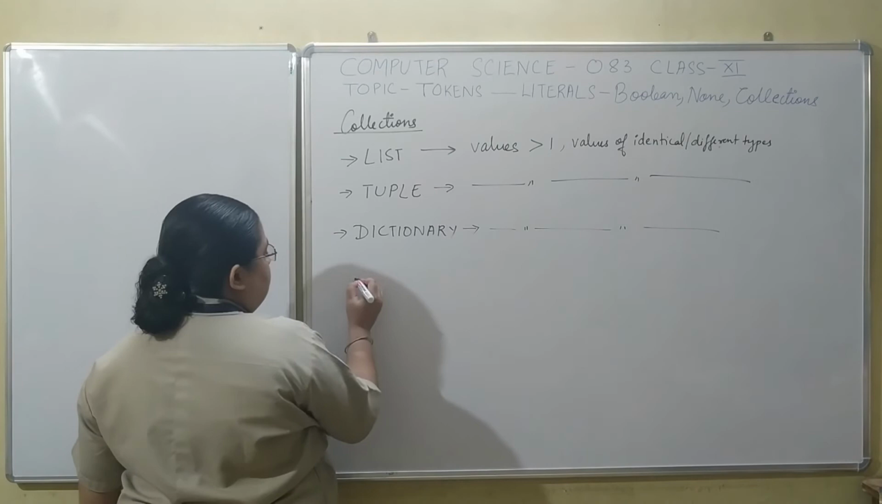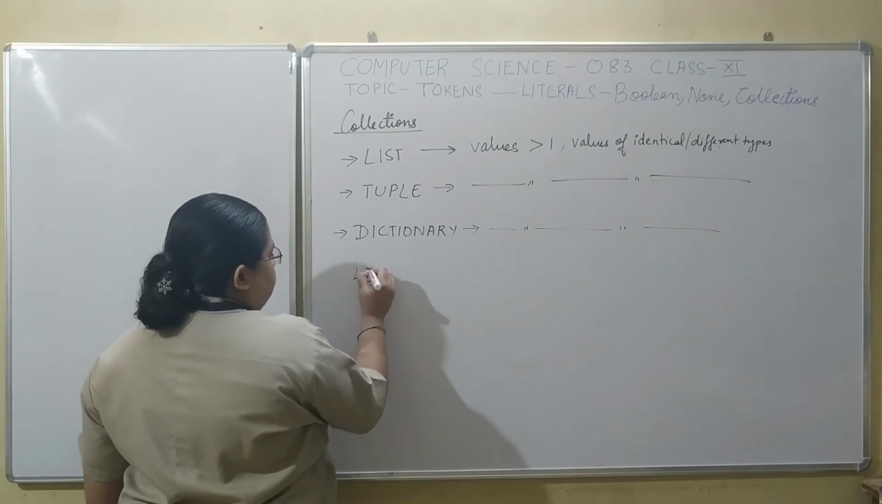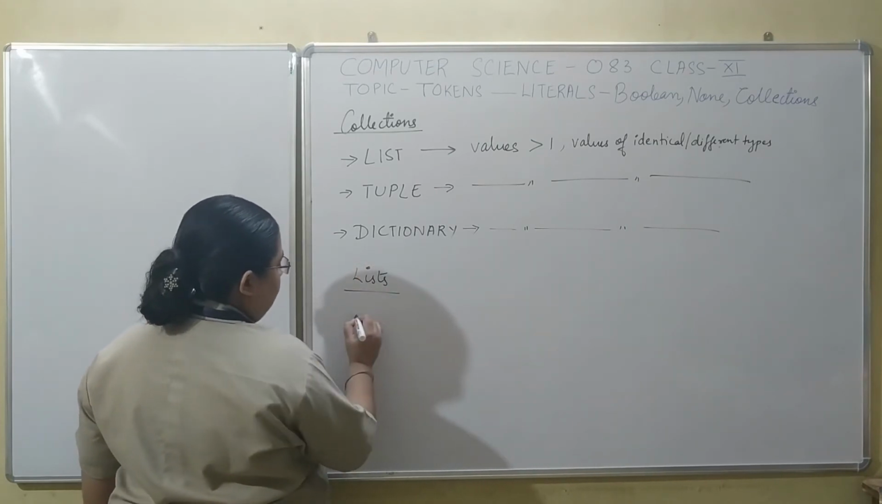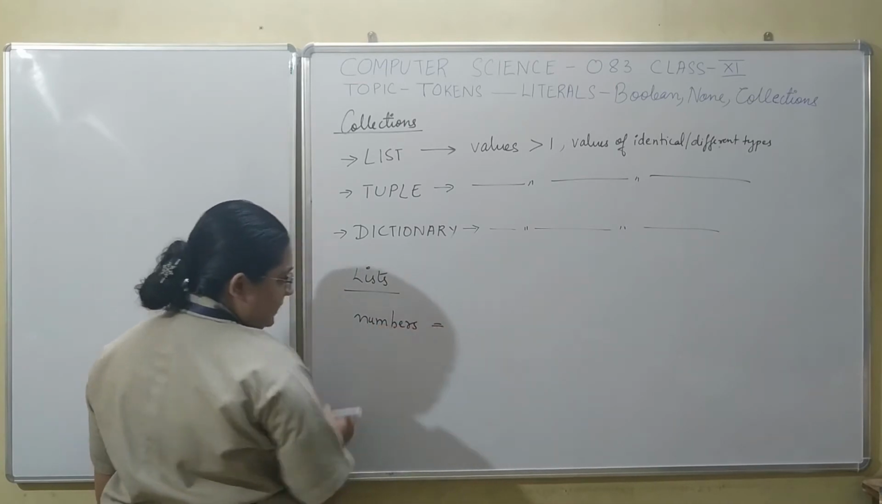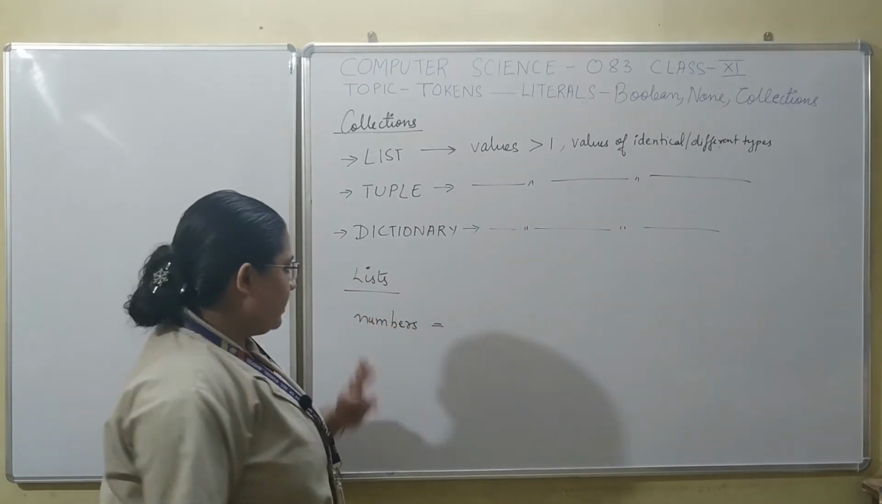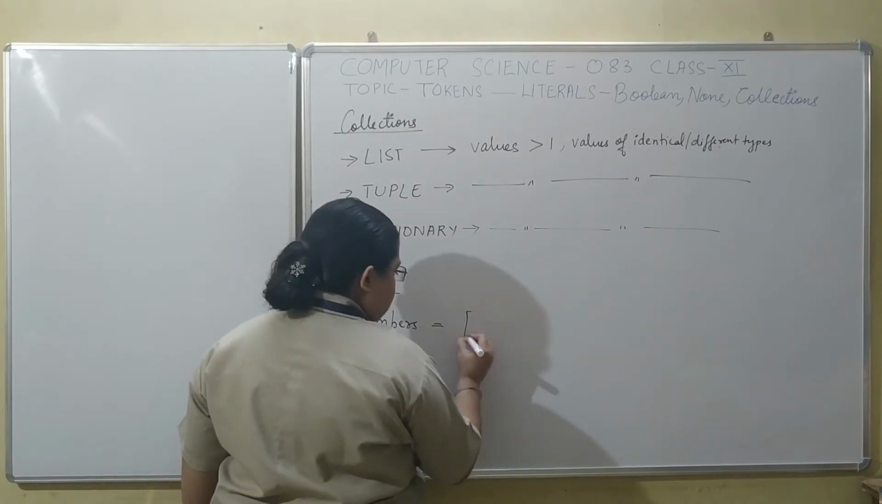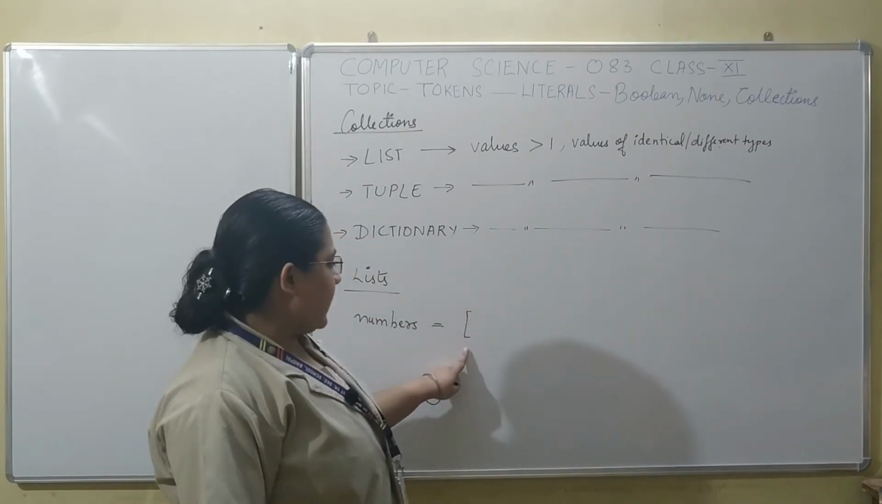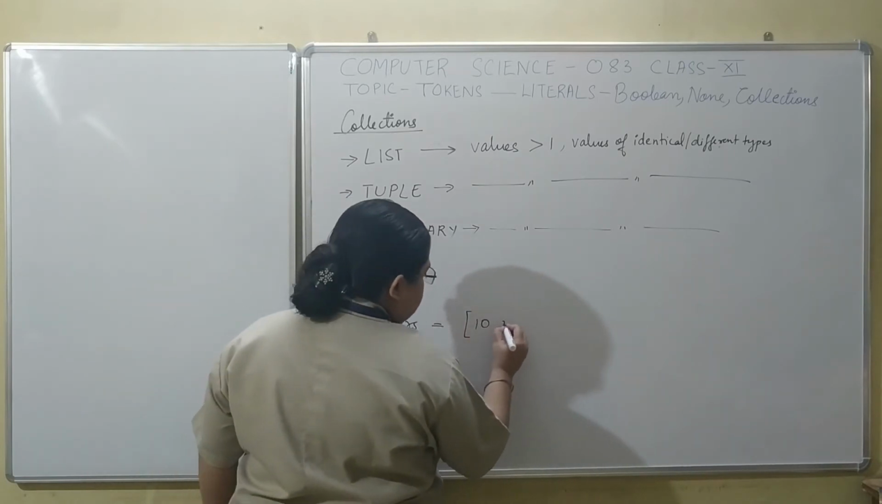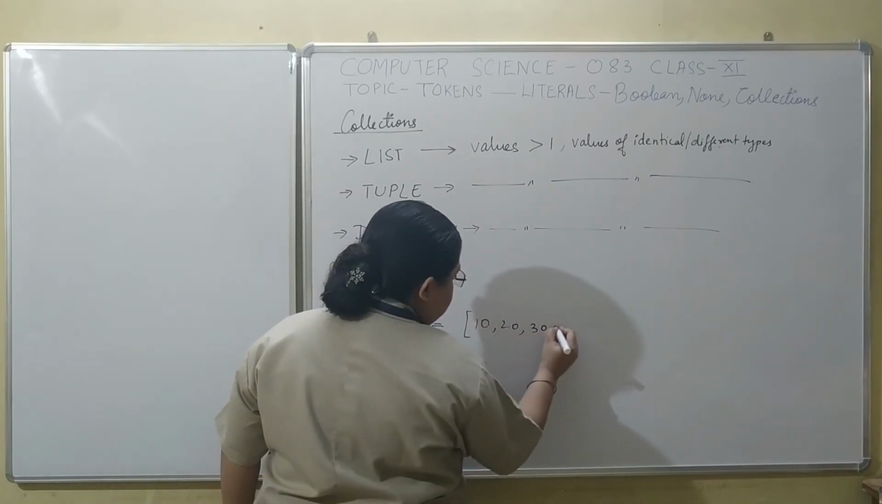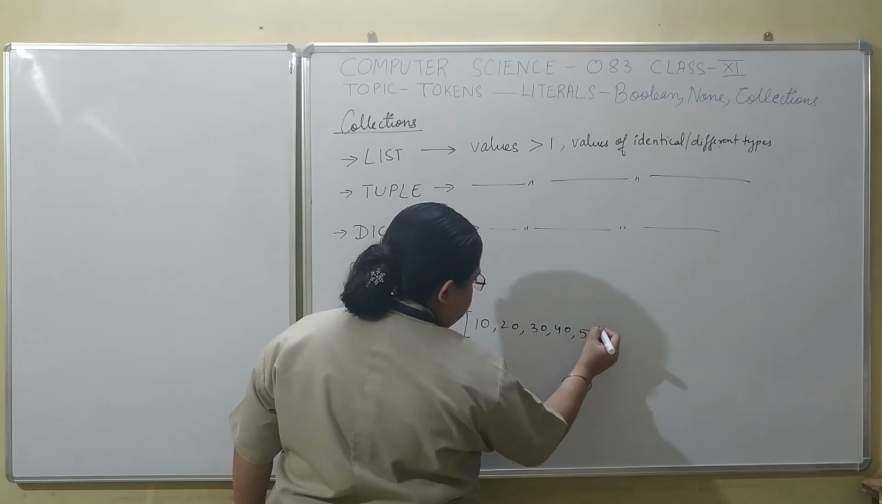Let us first see lists. Suppose I have taken an identifier numbers and I am going to use it to represent a list object. So a list object is always enclosed within a pair of square brackets, and within this I can give any numbers separated by a comma in between.